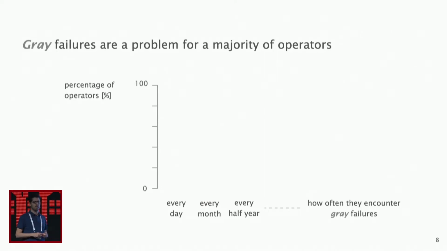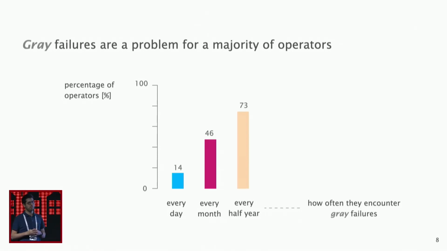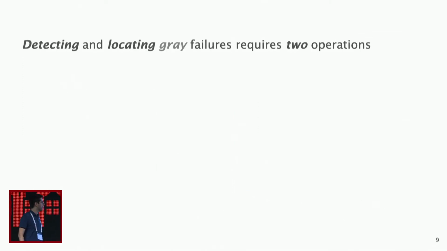Now, this is not just a toy example. This is happening nowadays in ISP networks. We conducted a survey on the NANOG mailing list, and the vast majority of operators told us that for them, GraY failures are a major issue. 14% of them experience GraY failures every day, 46% every month, and 73% every half a year. And these are only numbers they know because customers have complained to them, since they lack techniques to detect that there is an issue there.